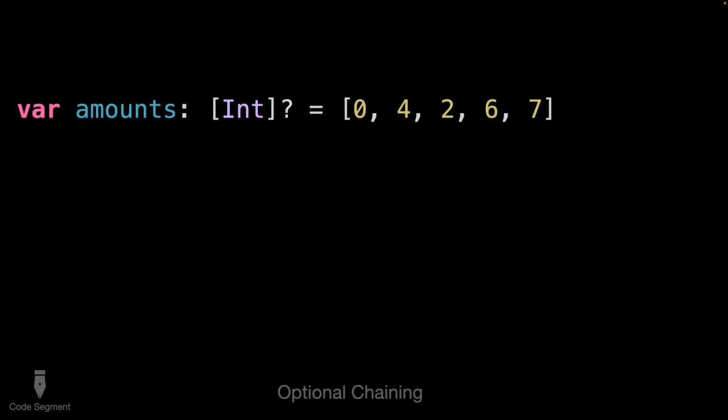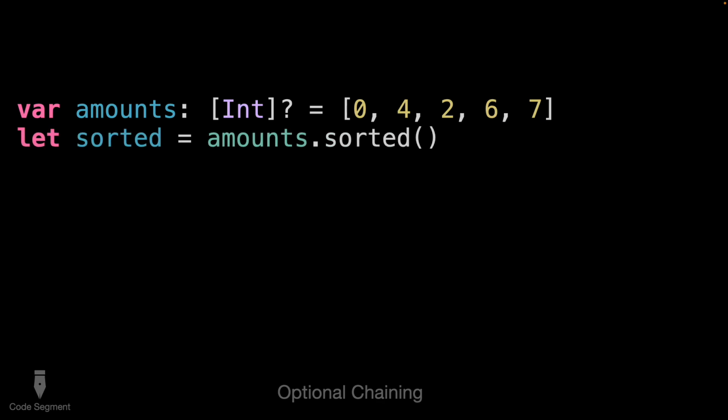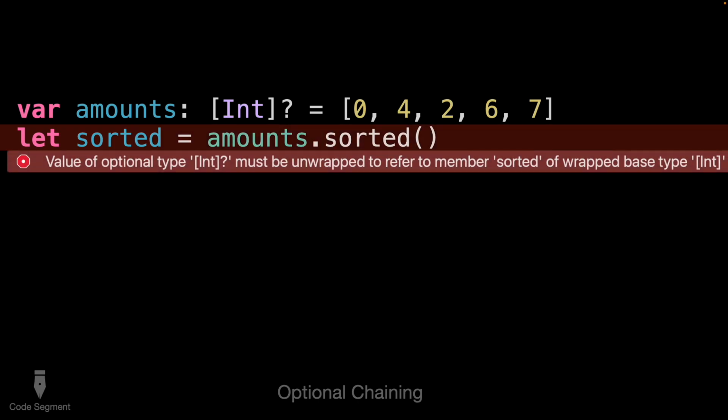So, the other thing you can do with optionals is something called chaining. Here we define an integer array that is an optional. So it's an optional array. Here we want to call the sorted function to get a copy of the array that is sorted. However, it is an optional array. So the compiler doesn't know what to do because the optional array doesn't have a .sorted function on it, right? That optional type doesn't have sorted, right? Array type does, but optional array doesn't.